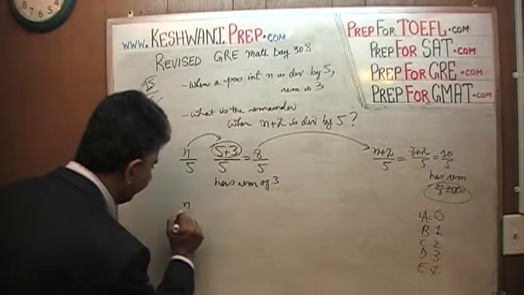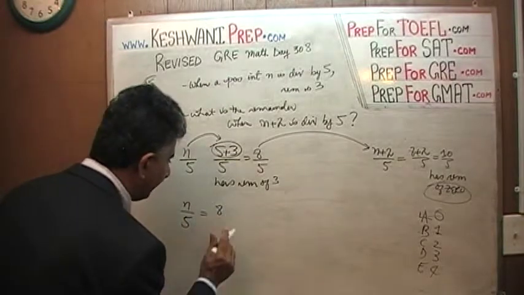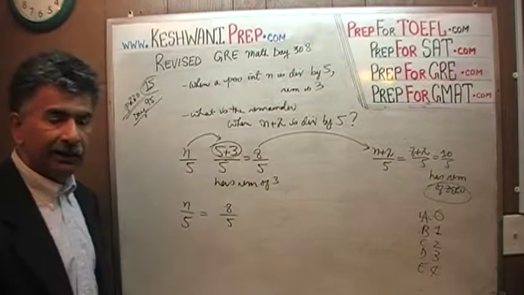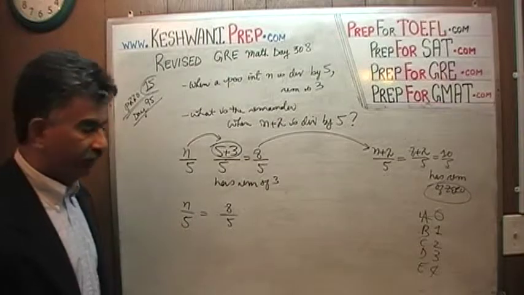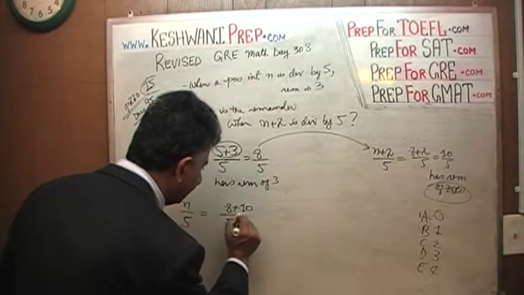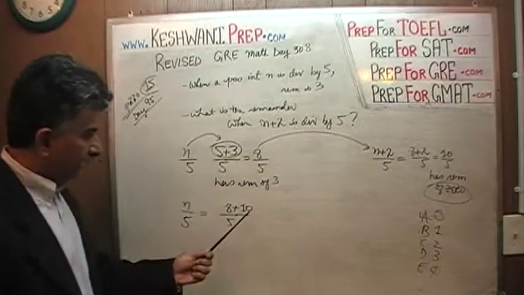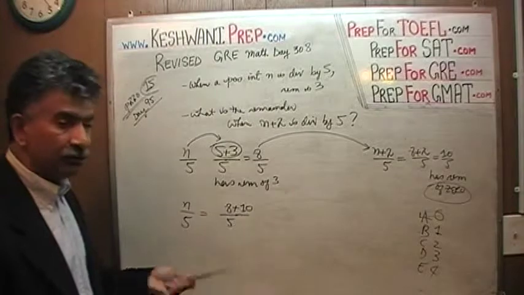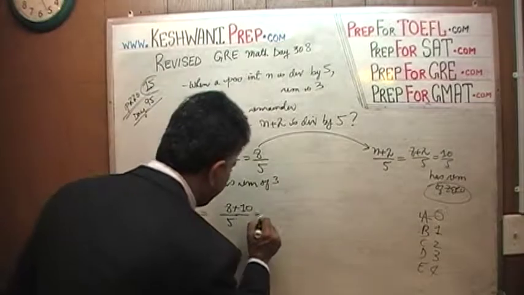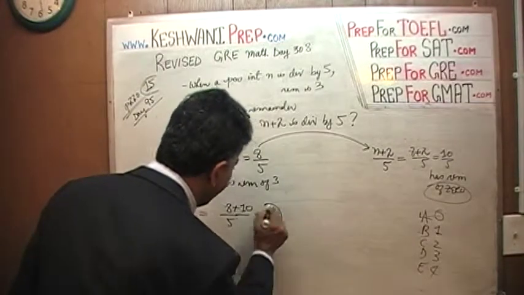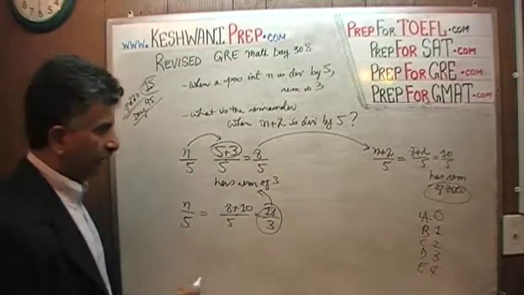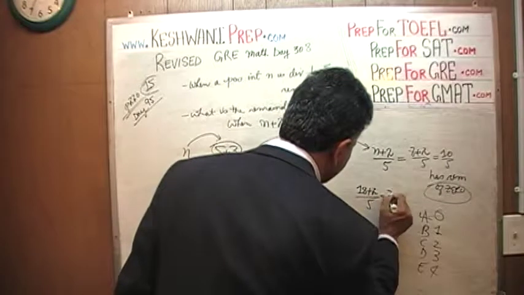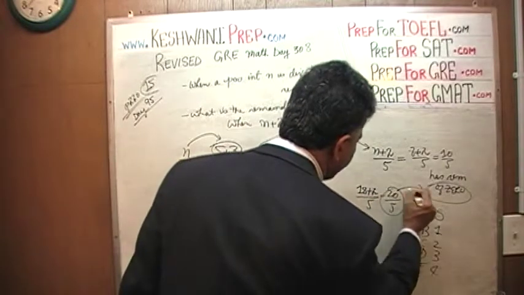How about 18? How did I come up with 18? Well, that's very simple. We know that 8 divided by 5 has a remainder of 3. So if I add any multiple of 5 to it, 10 is a multiple of 5, so 10 is divisible by 5 evenly. 8 has a remainder of 3. Therefore, 8 plus 10 should have a remainder of 3. 18 divided by 5 has a remainder of 3. And here we have 18 plus 2 over 5, which is 20 over 5. And 20 over 5 has a remainder of 0.